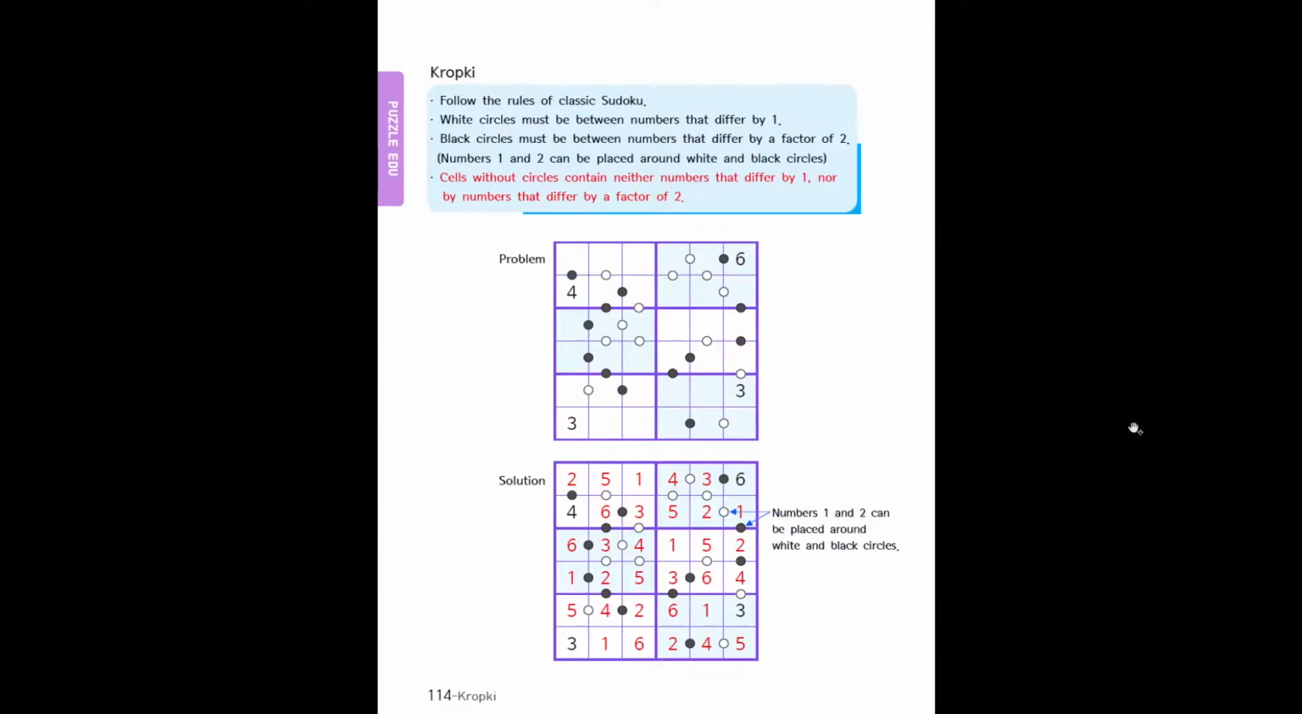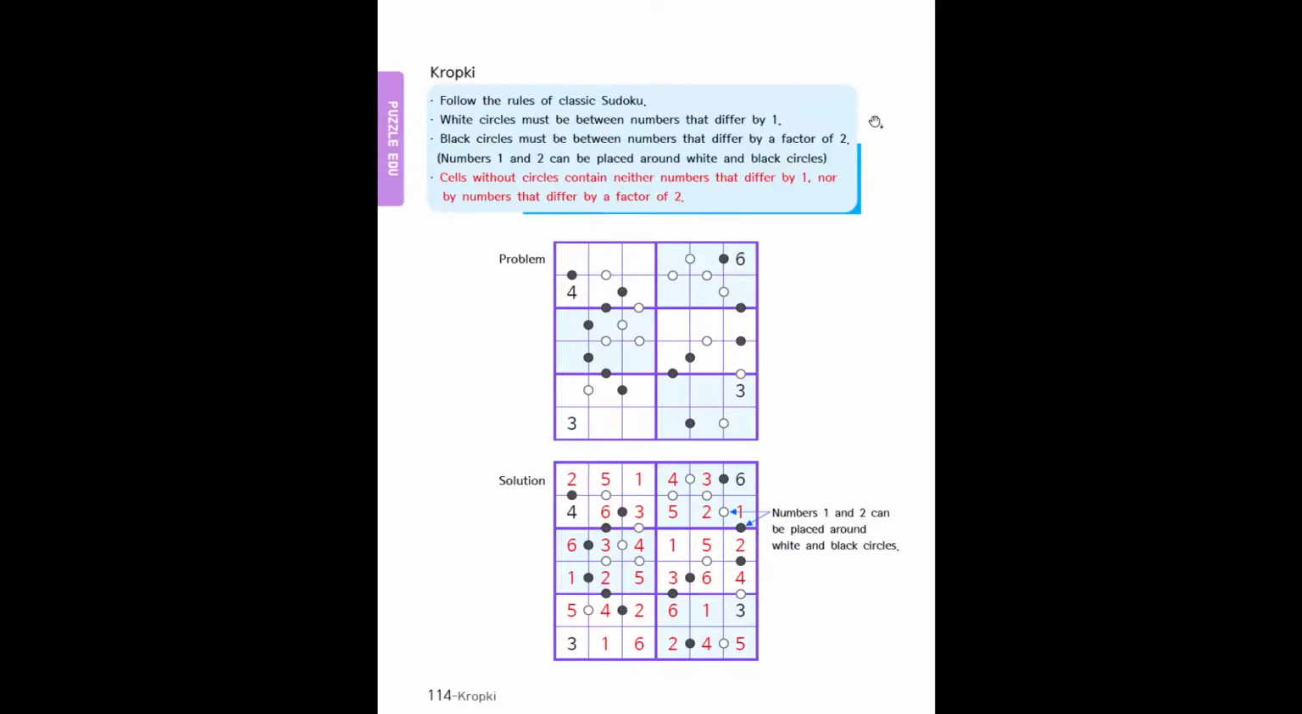So the rules are just like those of classic Sudoku with a few additional rules. Now pay close attention because the rules are a bit more complex than the previous puzzles we've seen so far in this series. So the first rule is that white circles must be between numbers that differ by 1. This one is pretty self-explanatory.